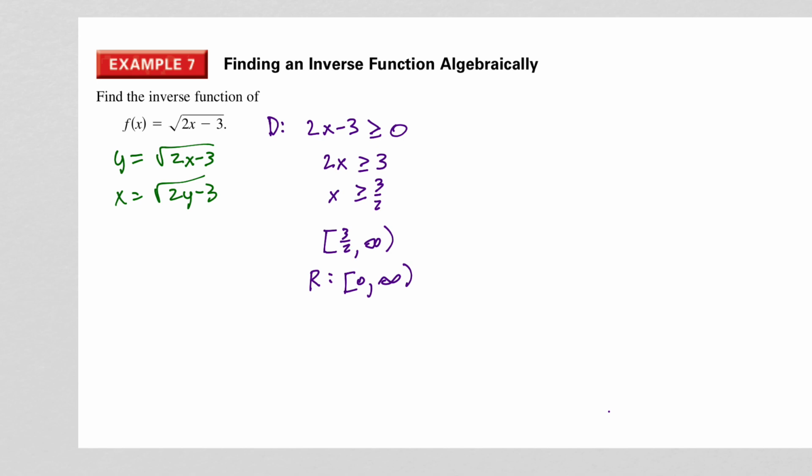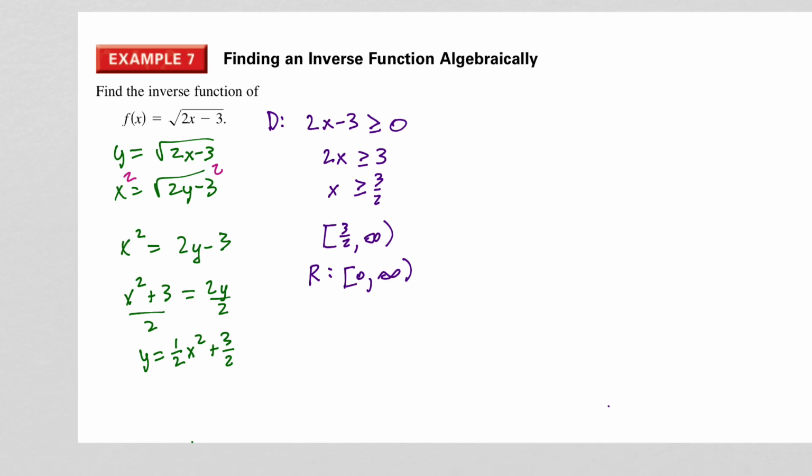Let's go ahead and square both sides. So now I have x squared equals 2y minus 3. Add 3 to both sides, so x squared plus 3 equals 2y. Divide out the 2. y equals, dividing by 2 is the same as multiplying by 1/2, so 1/2 x squared plus 3 halves. And then write it in inverse notation, so f inverse of x is 1/2 x squared plus 3 halves.